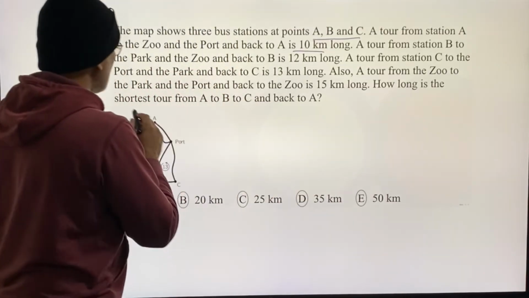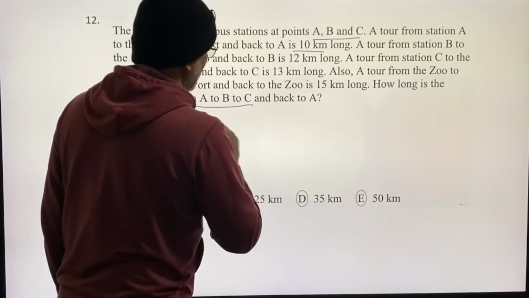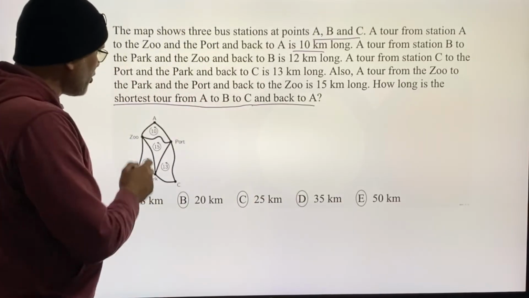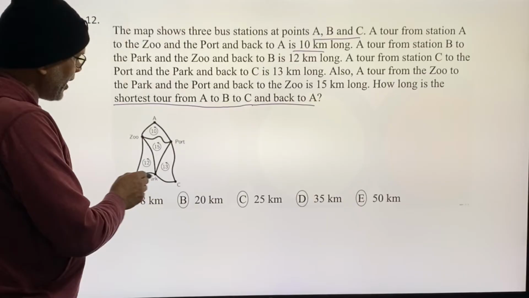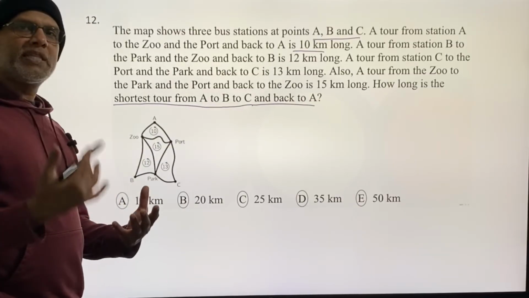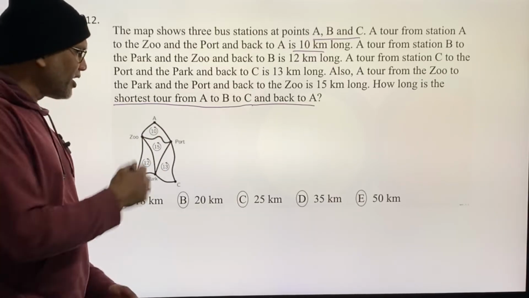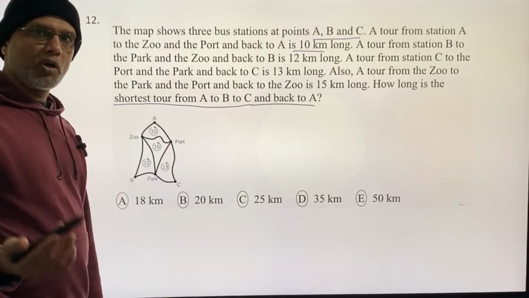How long is the shortest route from A to B to C and back to A, right? So how long is it to go from A to B to C and back to A, the shortest distance. The shortest distance is basically going to be the outer perimeter of this curved triangle, right? Any other path you choose is going to be longer than that.